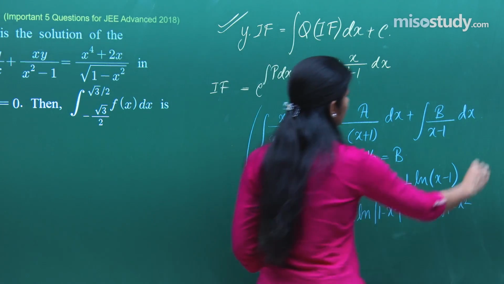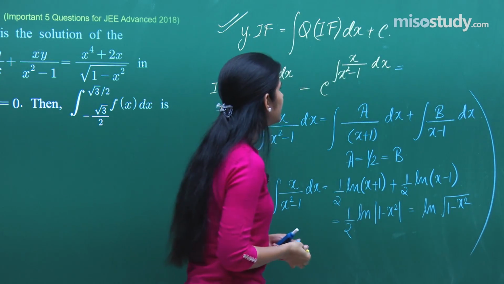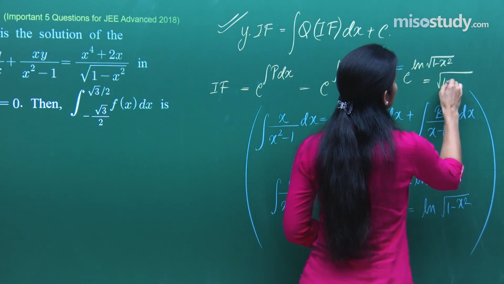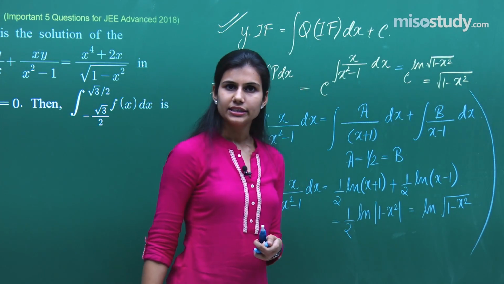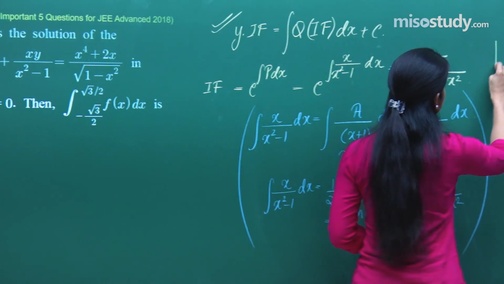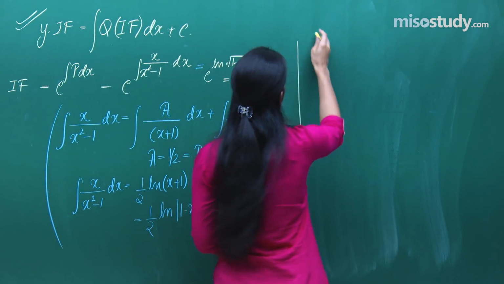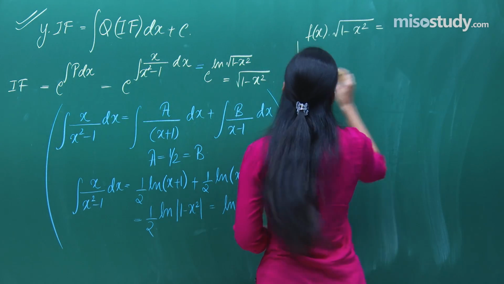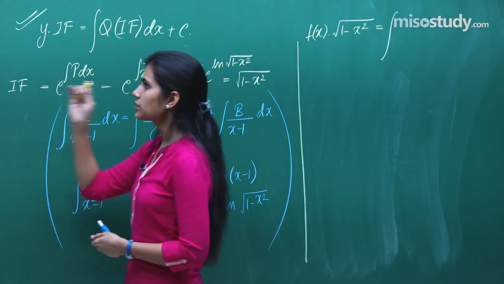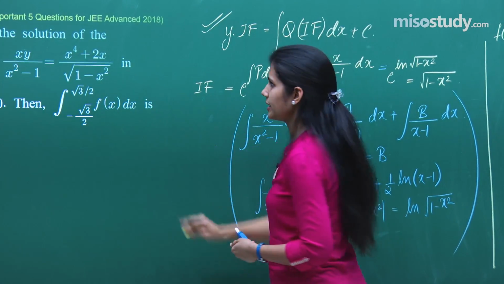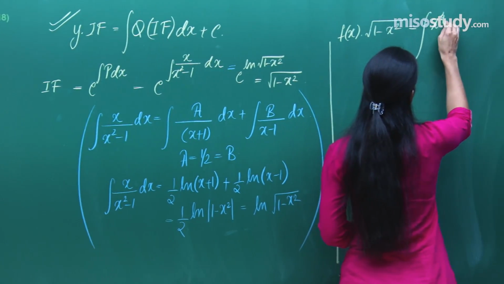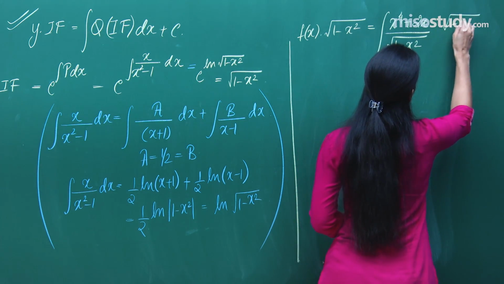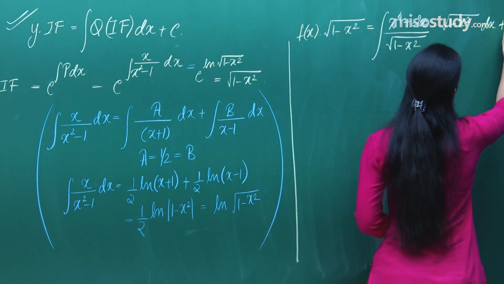Therefore, what is this equal to? This is equal to e to the power ln under root of 1 minus x square, which is under root 1 minus x square. That's your integrating factor. And therefore, your very solution becomes what? y, which is f(x), into under root 1 minus x square is equal to integration of q. Q is what? Q is x to the power 4 plus 2x upon under root 1 minus x square. So it is x to the power 4 plus 2x upon under root 1 minus x square into under root 1 minus x square dx plus c.